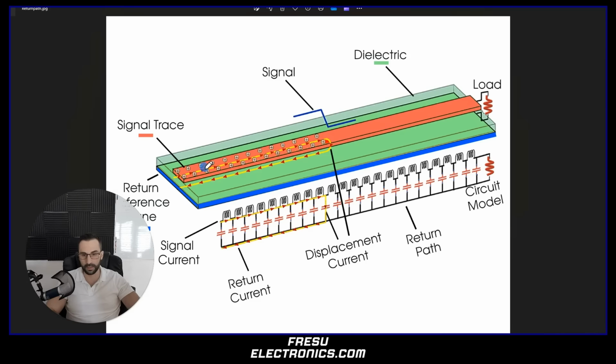And this is what we can see in here. So the signal here is really going from the source and going back through the inductance and the capacitance between the signal trace and the return reference plane, and then it goes back. So as the signal propagates, the signal current, which is the one here on the top, and the return current, together with the displacement current, they form this loop which allows for the signal propagation.